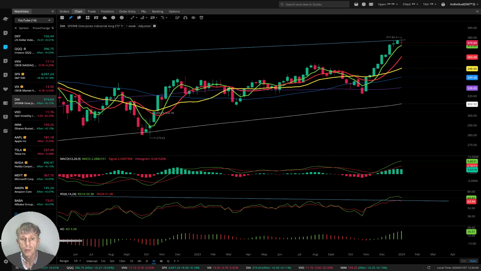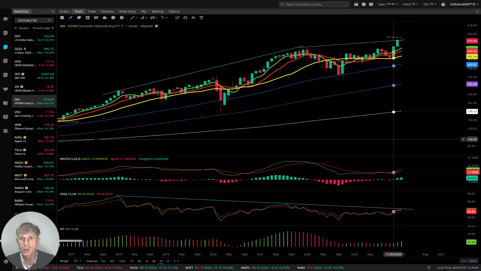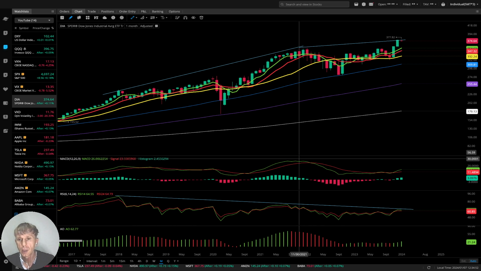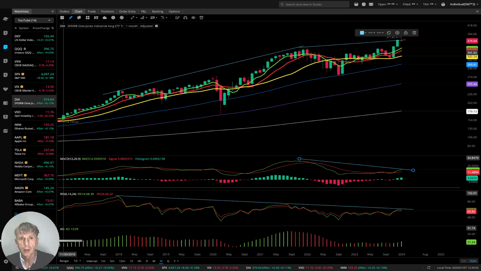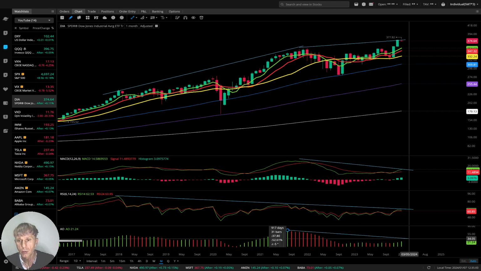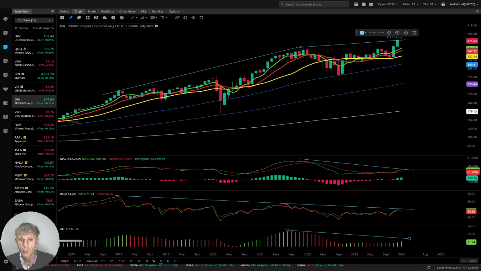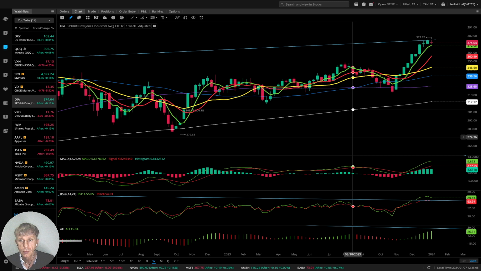Monthly: bullish trend, last bar above all moving averages. And bearish divergence on the MACD, RSI, and awesome oscillator, right? Bearish divergence on monthly. Let's go back to weekly. Same on weekly. On weekly, we don't have bearish. It doesn't have bearish divergence.